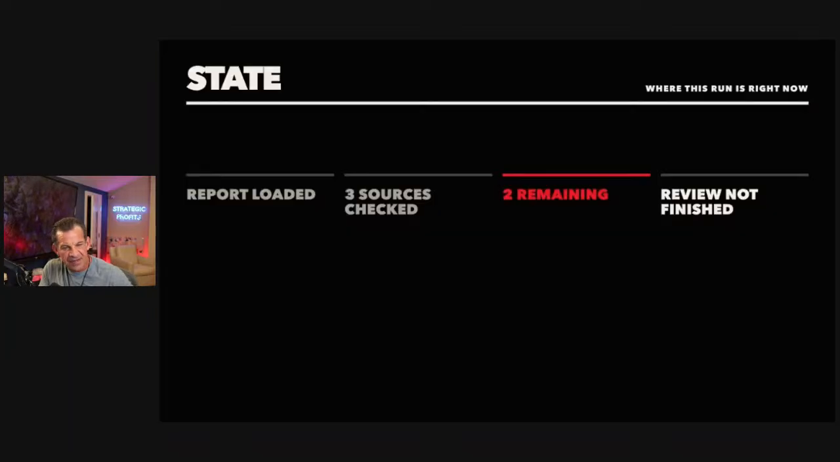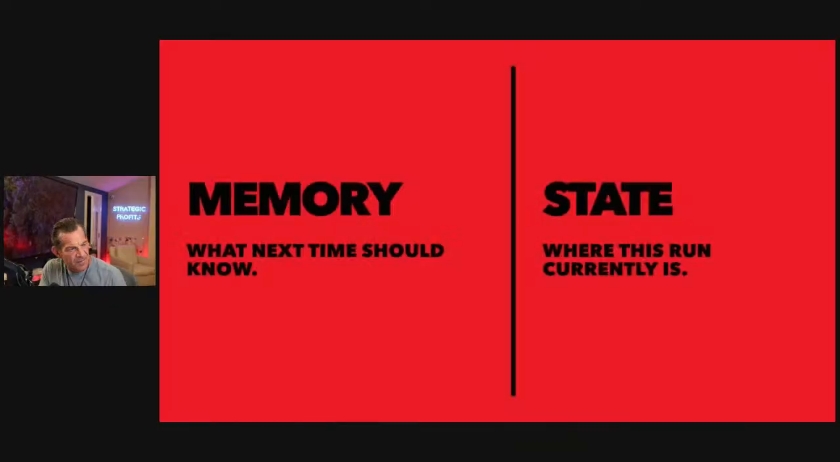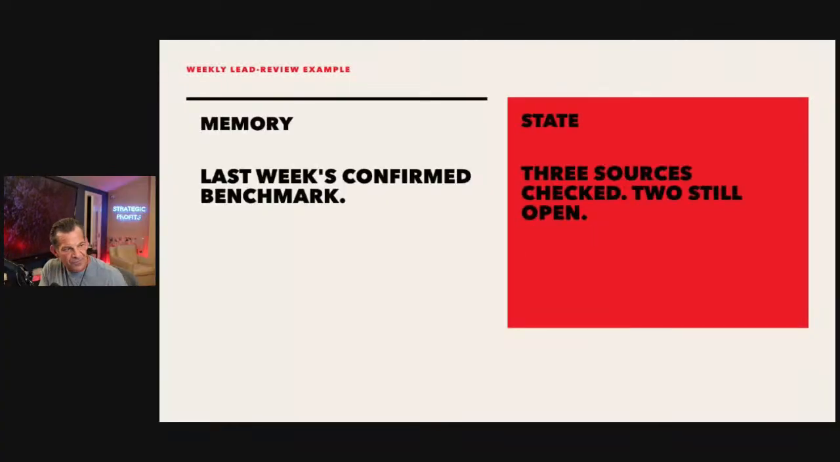State is different. It tells the system where this run is right now, what finished, what remains, and whether the job is complete. Memory is what next time should know. State is where the run currently is. One preserves useful knowledge; the other preserves your place. For the weekly review, memory may be last week's confirmed benchmark. State is simply where today's review stands: 3 sources checked, 2 still open.